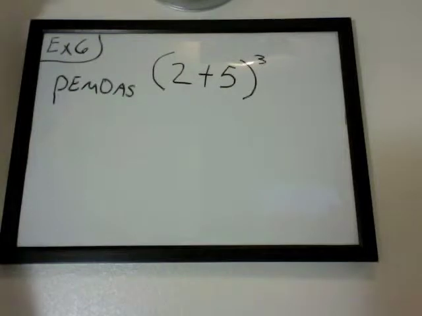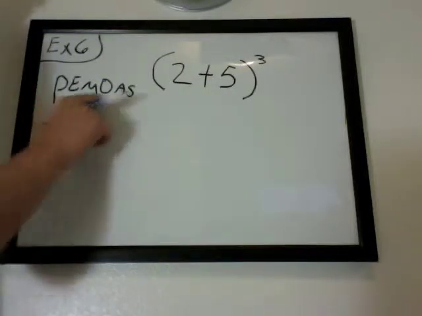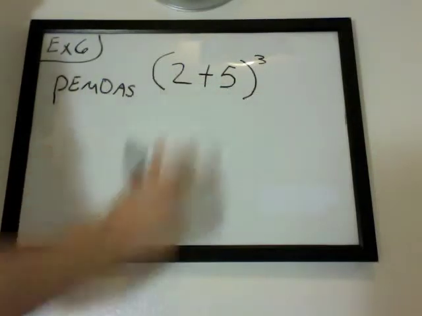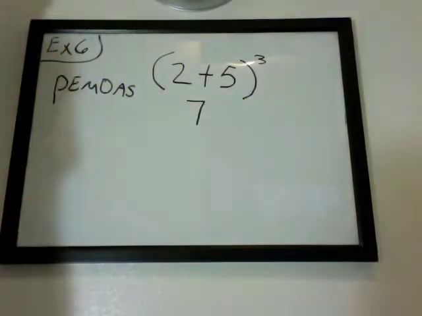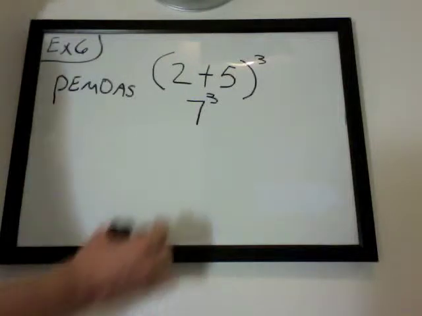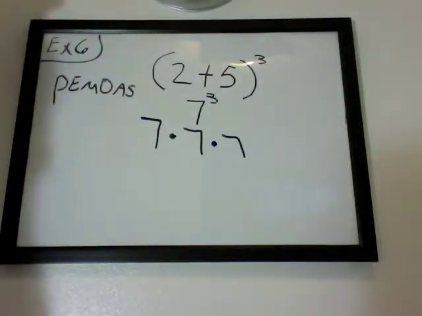So something that might be easy is do PEMDAS right away on this problem. So parentheses, we take care of whatever's in the parentheses, 2 plus 5, 7. And don't forget the exponent, so 7 to the 3rd power. So this just means 7 multiplied by itself 3 times. Okay, we know how to do this again.